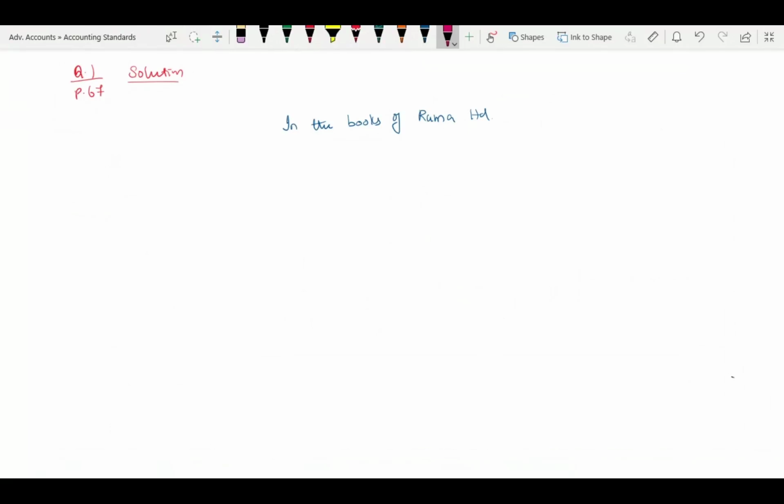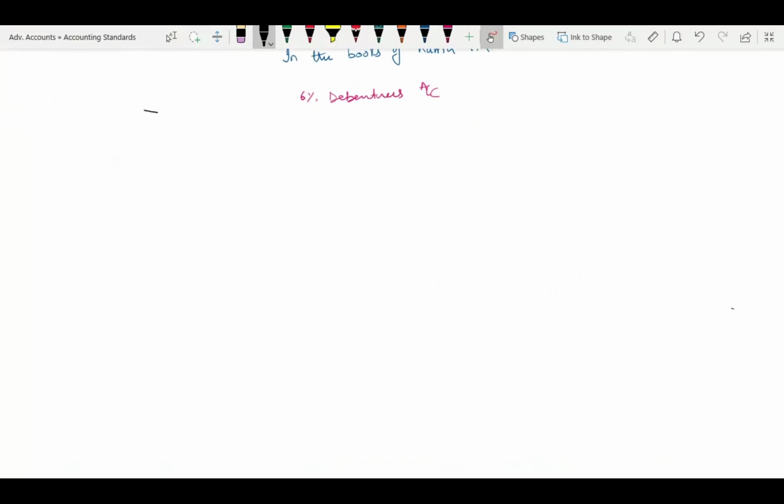which account is supposed to be opened? They have asked 6%, that's a debentures account. So therefore 6% debentures account. This is for half a page. Half a page means almost some 8 lines, if it is sufficient.